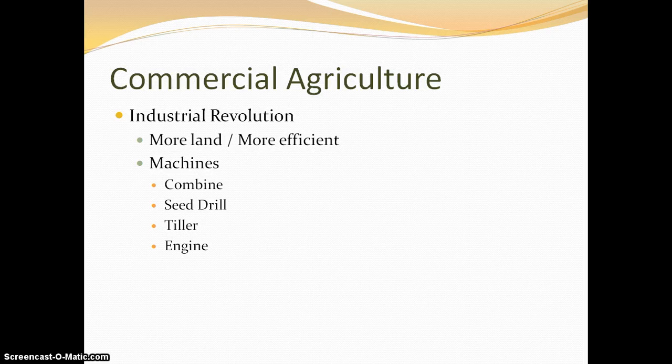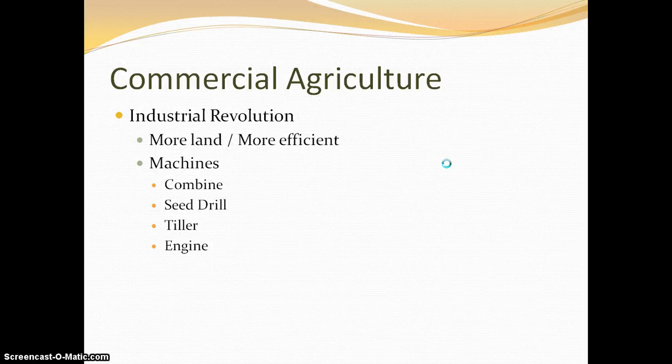And then, of course, with that, you have the machines that were created. Obviously, the combine, which this is a combine right here, combines the three processes of harvesting grain. Obviously, it does the work much faster than any individual could. Some other older inventions, things like the seed drill. That was an incredibly important invention at the beginning of the Industrial Revolution. Things like a tiller that makes it much easier to break up ground as opposed to using a plow.